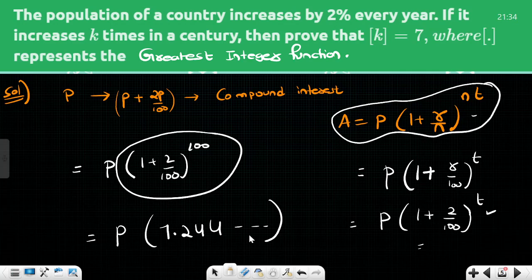So 7.244. Correct. Therefore, K is 7.244, so the step K is 7. That's what we have to prove. Yes, sir. There are no limits involved here. Just try noting this method. The limits method also we will see.